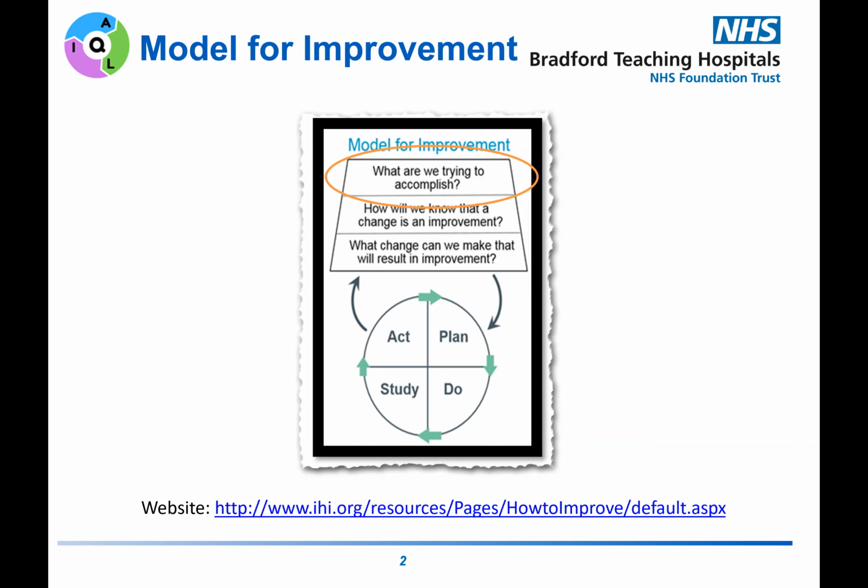The Ishikawa or Fishbone Diagram can help us answer the first question: what are we trying to accomplish? This question is arguably the most important step, and one which sometimes isn't considered as much as it should be. Ishikawa can help us with getting to the root cause of the problem.